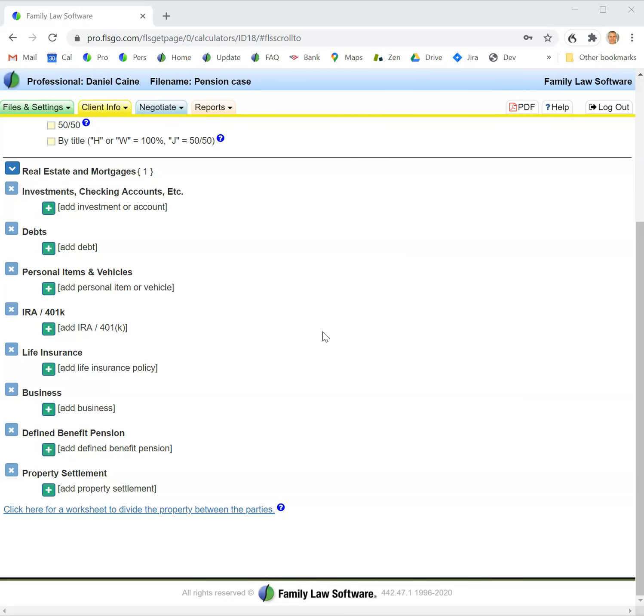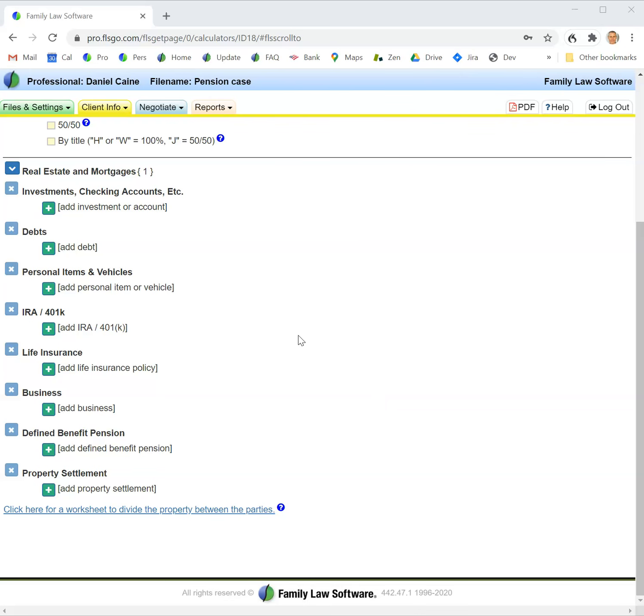This video explains the entries you need to make in order to value a defined benefit pension plan in family law software. The first thing to know is that the valuation in family law software is actuarially completely accurate. That is, if the entries you make into family law software match the entries that you would give to an outside pension valuation firm, the result you get from family law software will be the same as the result you would get from an outside valuation firm.